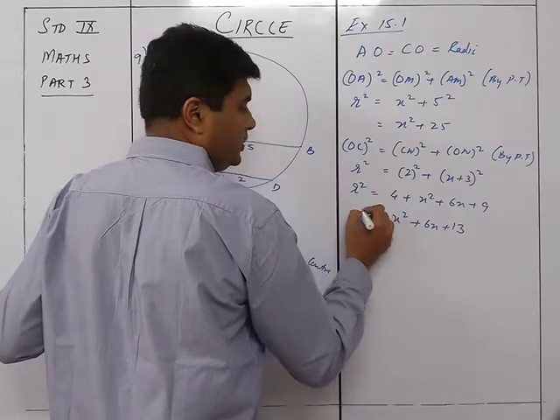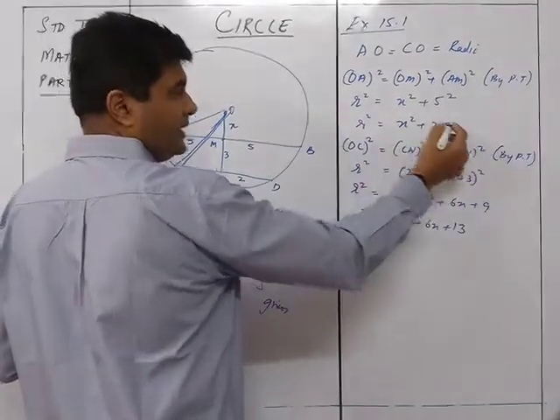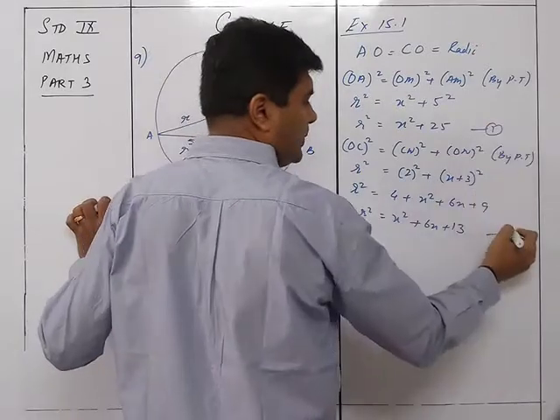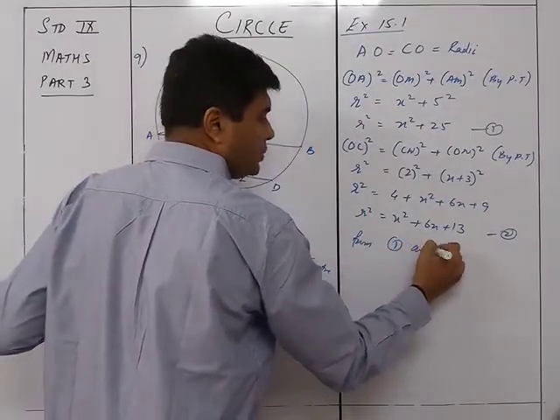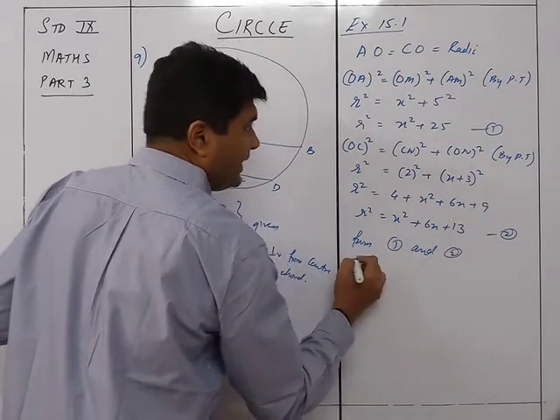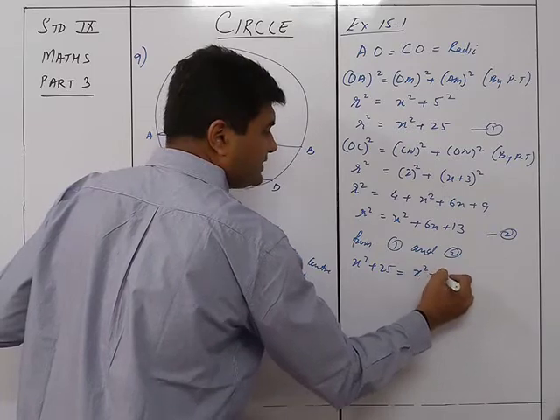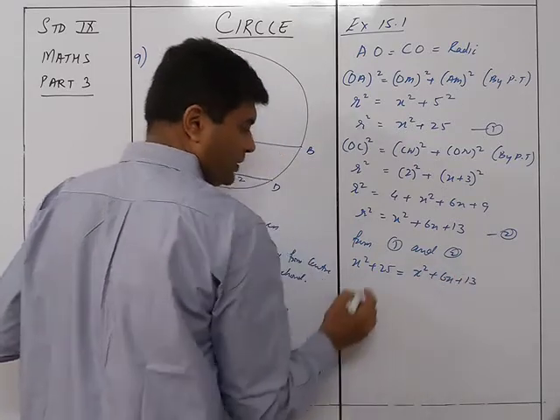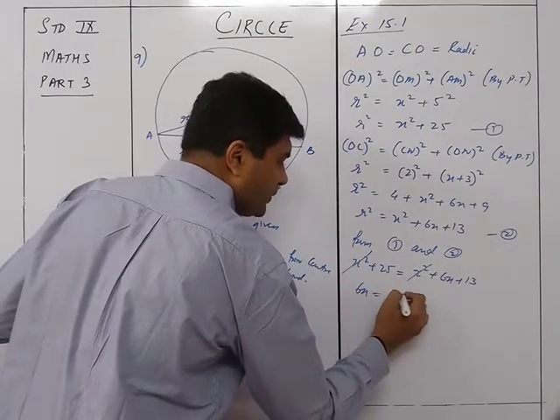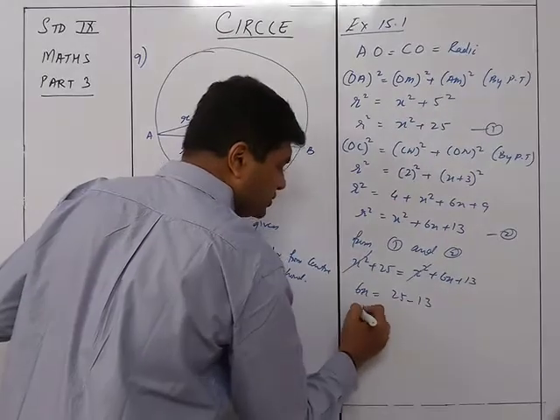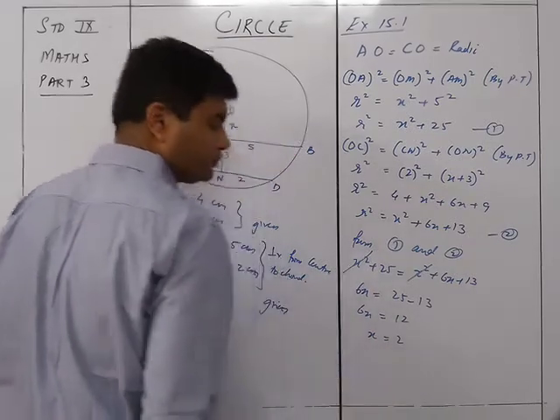That's R square. You can see this is also R square and this is also R square. So automatically from 1 and 2 we get x square plus 25 is equal to x square plus 6x plus 13. So x square and x square get cancelled. So 6x is equal to 25 minus 13. So 6x is equal to 12. X is equal to 2.